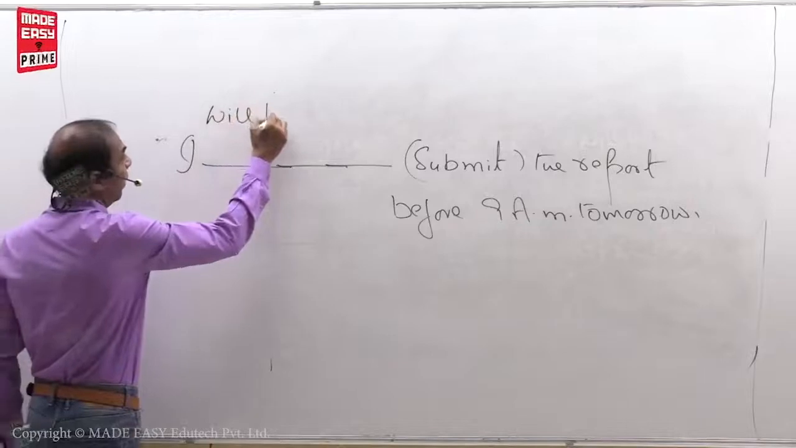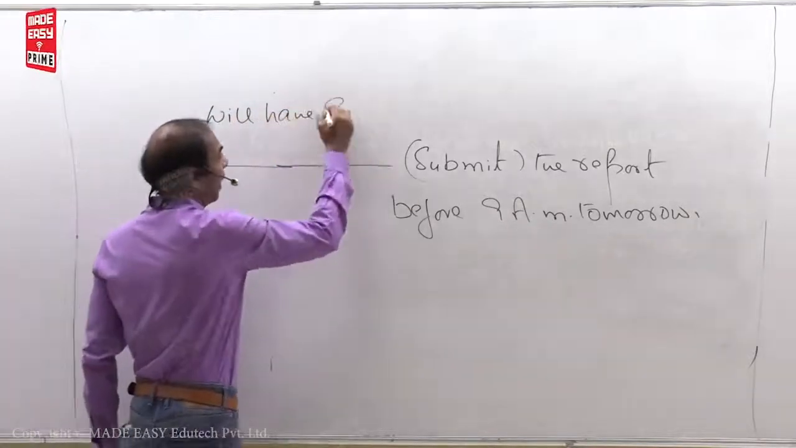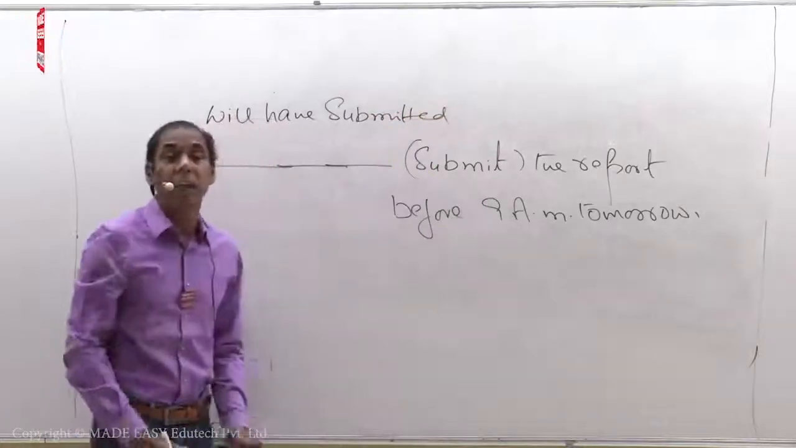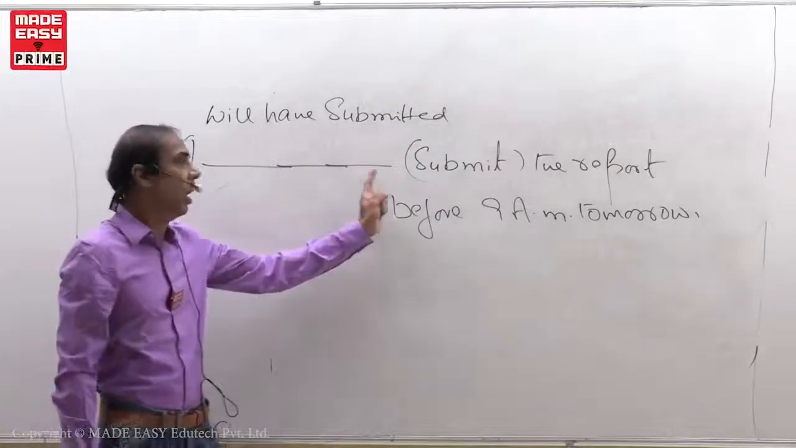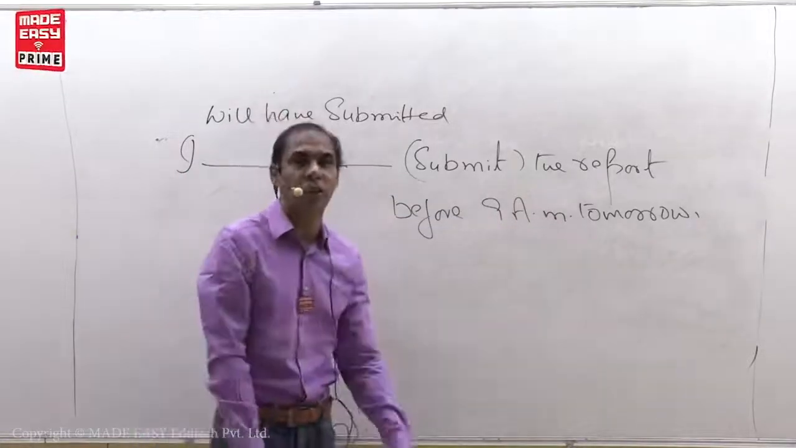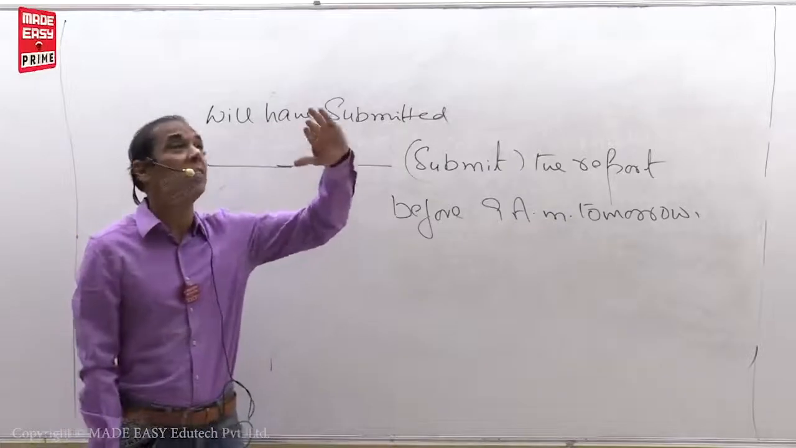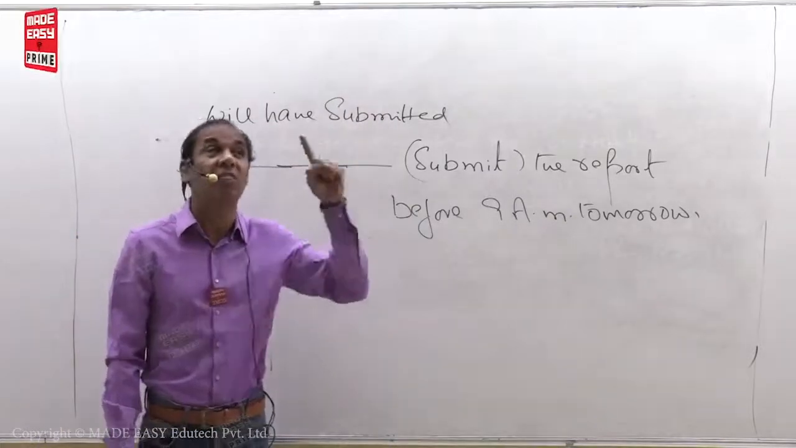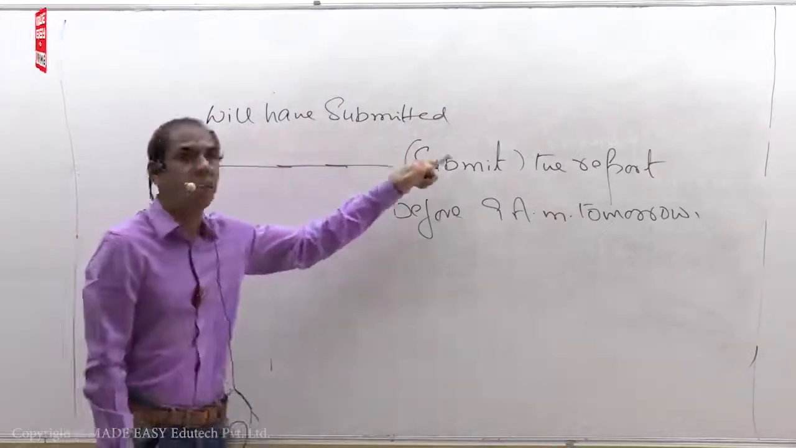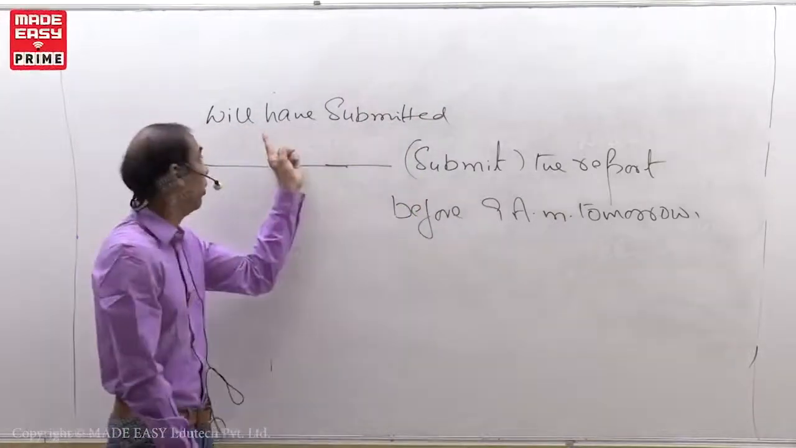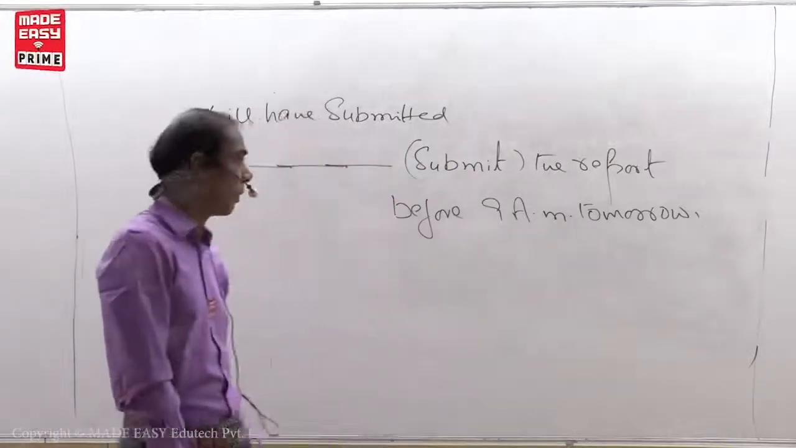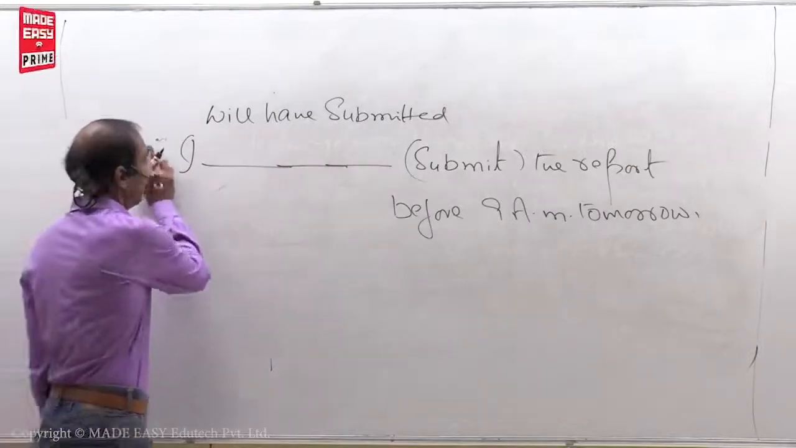I will by shall plus have plus V3. I will have submitted. But unfortunately, everyone commonly speaks like this: I will submit the report before 9 a.m. tomorrow. This is grammatically wrong. If there are two actions going to happen in future, what is the first action going to happen? That must be expressed in future perfect tense and formula followed by will or shall plus have plus V3. Any doubt? Right? Next.